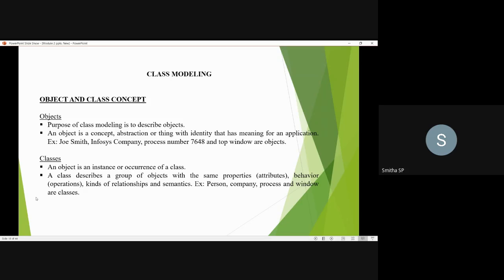So, what is a class? It means a class describes a group of objects with the same properties, that is, with the same attributes and with the same operations or behaviors, kinds of relationships and semantics. So, this we call a class.